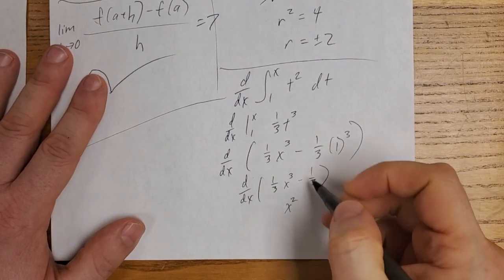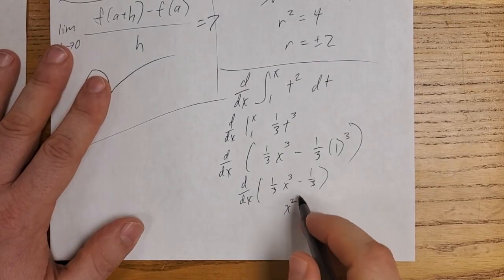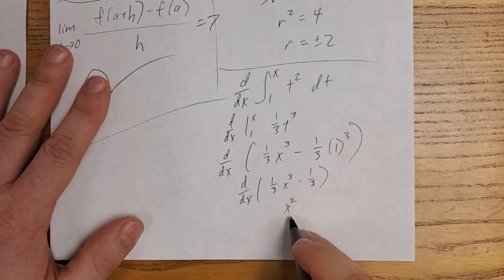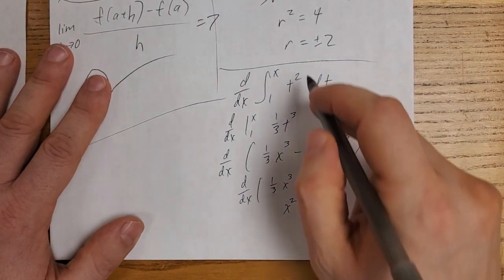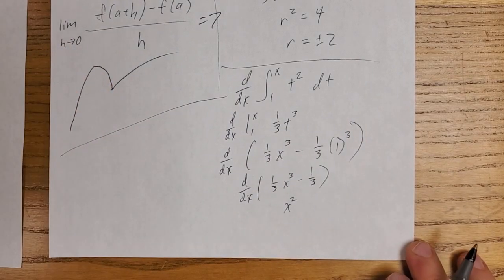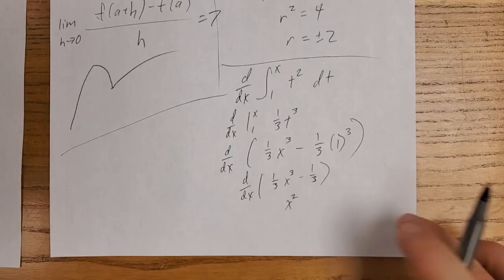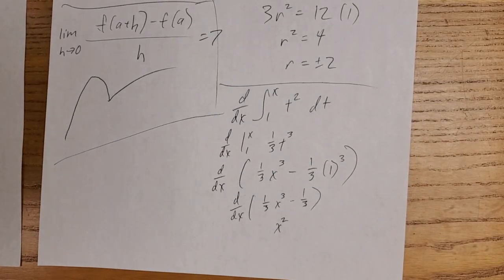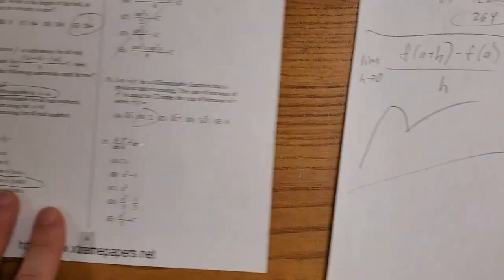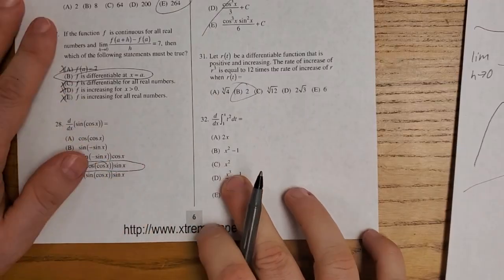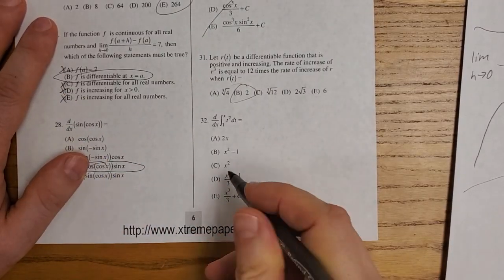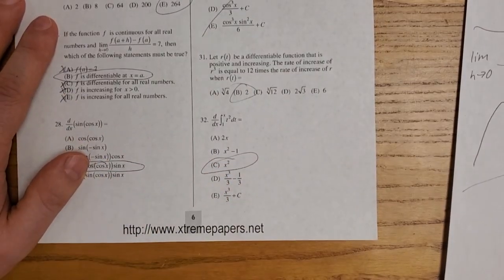1/3 doesn't have a variable there. That goes away too. So we just have x squared, and it kind of seems like we went full circle there, doesn't it? Just end up where we started. You almost expect this to be trickier than that. But x squared is indeed a selection, and x squared is indeed the answer.